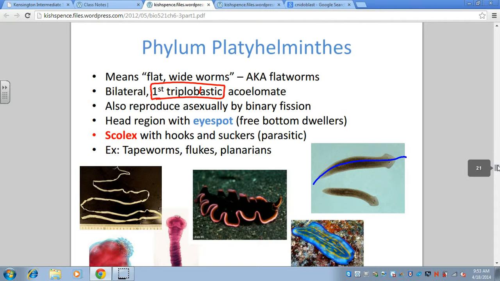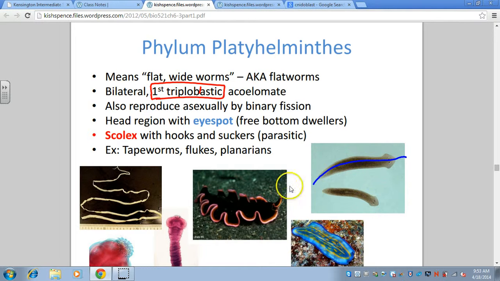Okay. Now we're going to move into the worms. So there's 3 phyla of worms. The first are flat, the second group are round, and then the third group are segmented. So they're round, but they're also segmented. Okay, so the first group are the phylum Platyhelminthes, and we said platy, think flat, helminthes means worm. So they are common name flatworms.